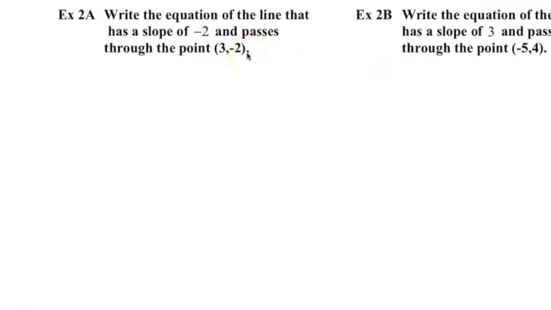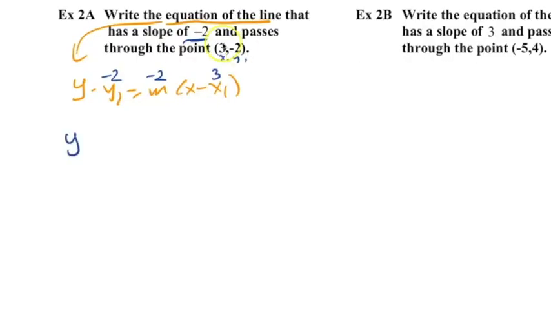I hear those words, right? For me especially, if I hear equation of a line, I'm going y minus y1 equals m times x minus x1. That's the easiest way to write an equation. I have my slope, boom, right there. I have my point, x1, y1, 3 and -2. Simplify. And remember, when you do that, two negatives make a positive.